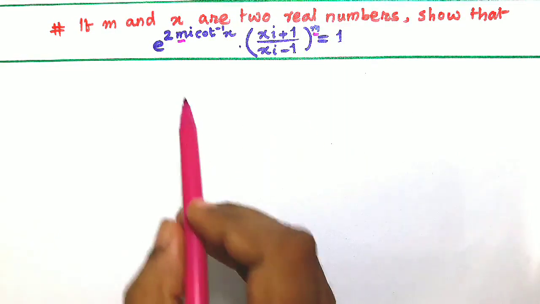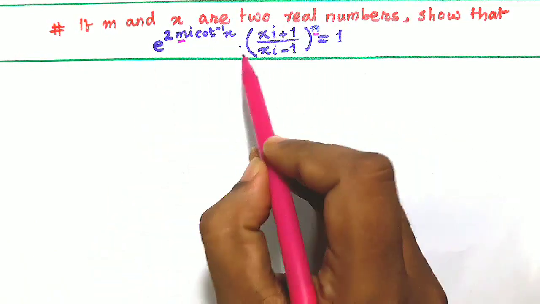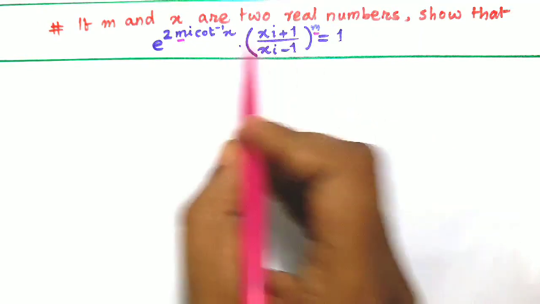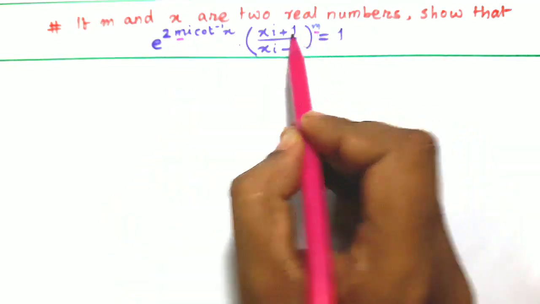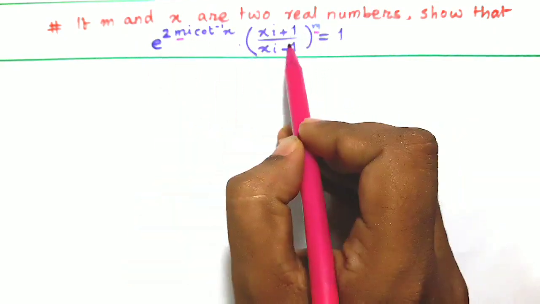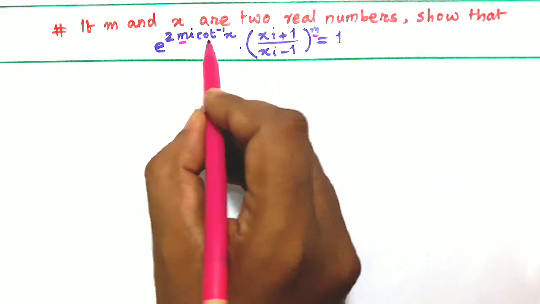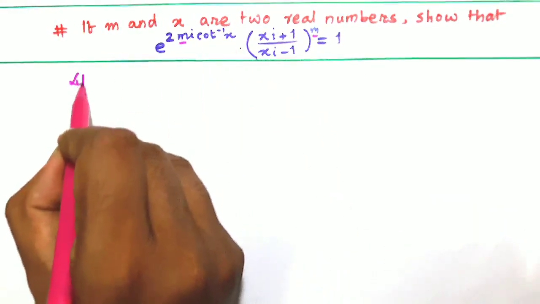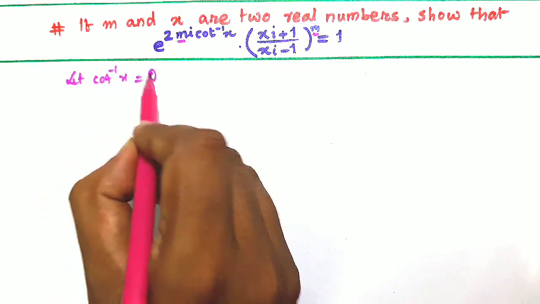Friends, first of all, you have to observe here. There are two terms which are in product form and one power is common. This is m. So first of all, we shall not try with this power. We shall finally raise to the power m. So friends, we consider that cot inverse x is equal to theta.